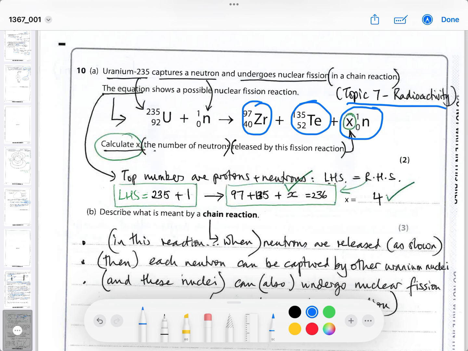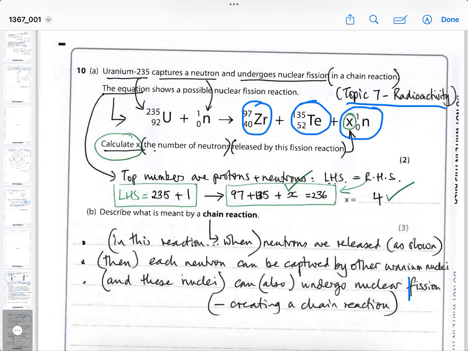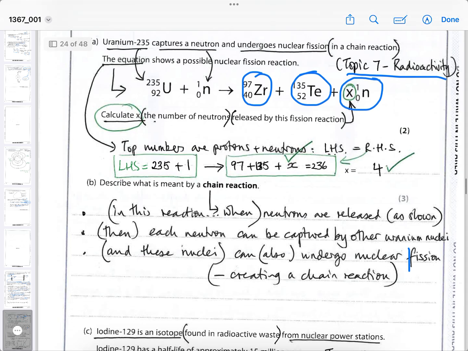And the bottom number, by the way, is the charge. And we didn't need to deal with that. So the bottom number is the protons, the top number is the total number of protons and neutrons, and the left-hand side numbers must equal the right-hand side numbers, okay? That's how you work it out. So it's balancing a nuclear equation, which is a lot easier than balancing a chemical equation. Okay, describe what is meant by a chain reaction.